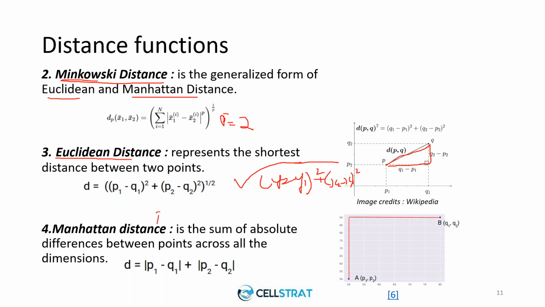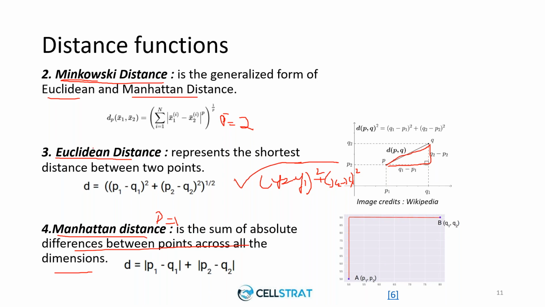And when you replace p with 1, you will get something called the Manhattan distance, which is nothing but the absolute difference between the points across all the dimensions. As you can see here, you are individually subtracting p1 minus q1 and p2 minus q2 to get the absolute difference.